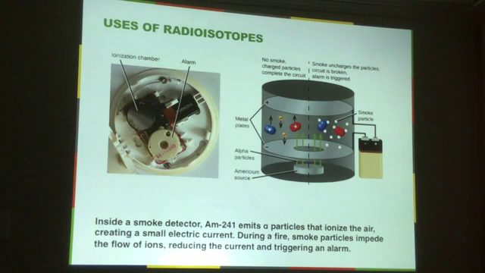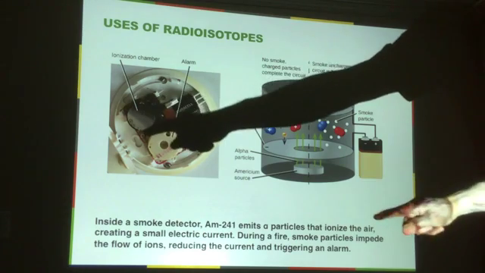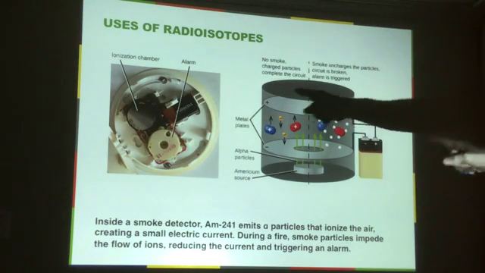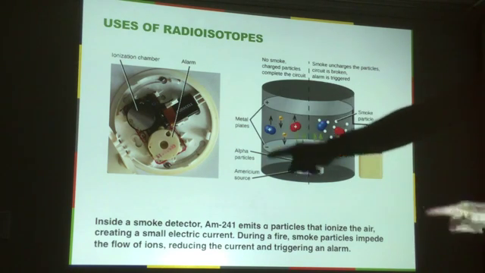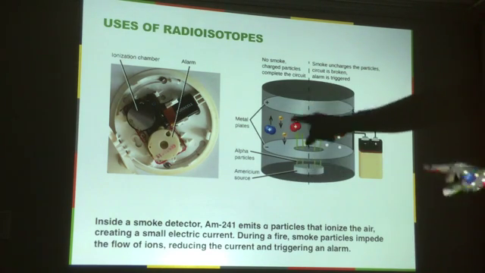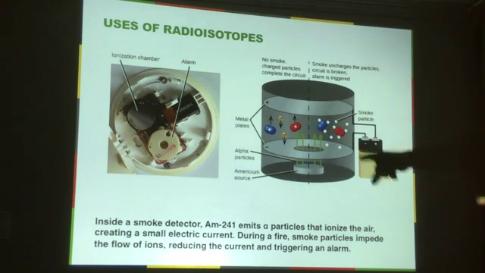Another use for radiation is a smoke detector. And what happens is you have a small chamber over here. It's the ionization chamber here. This is an enlarged portion of this ionization chamber. And what you can see is you have 2 plates. One plate is negatively charged, one is positively charged. This is generated from this battery.